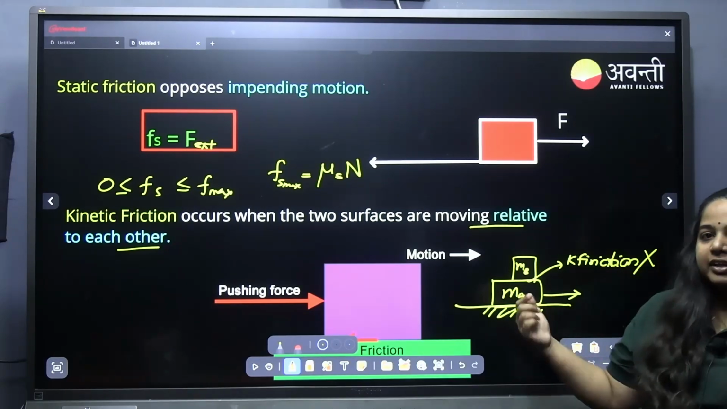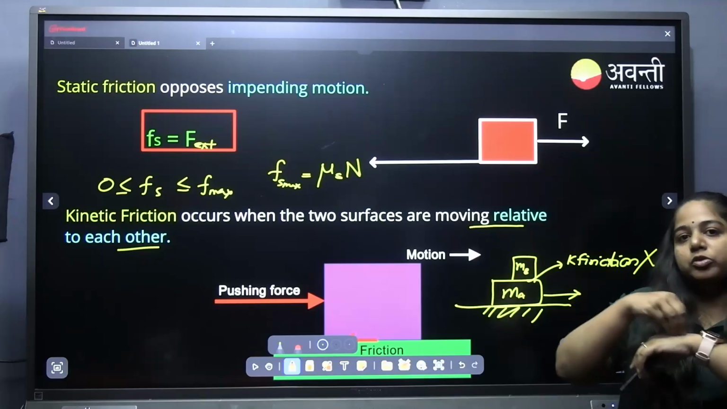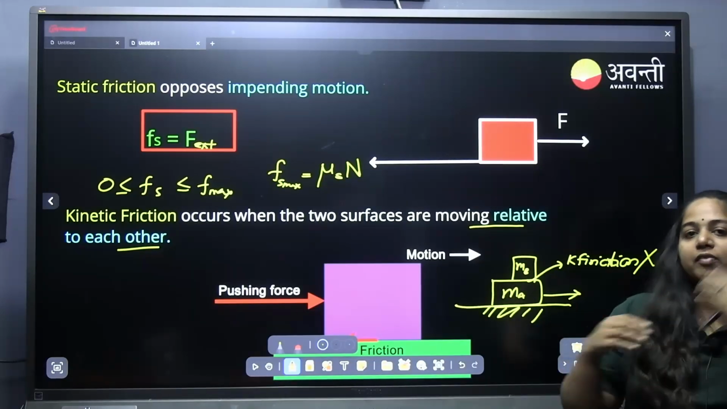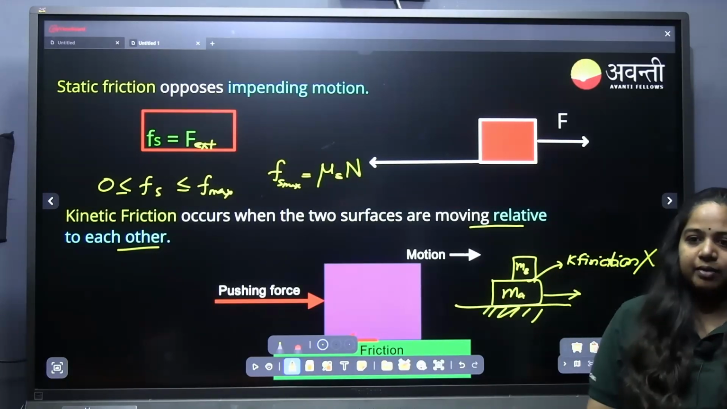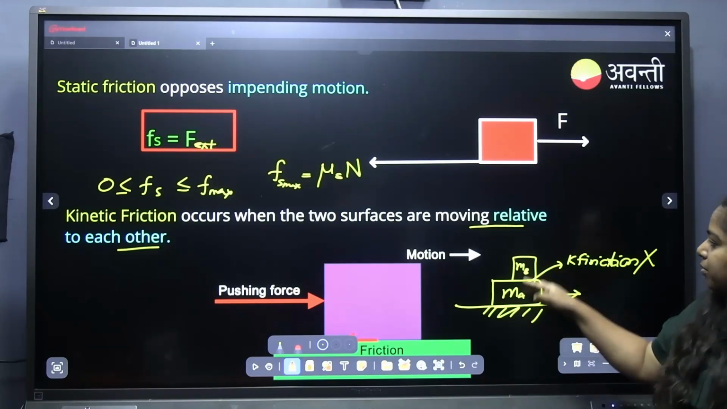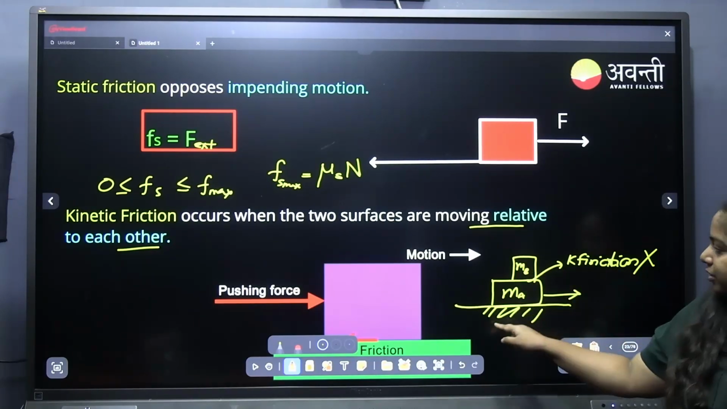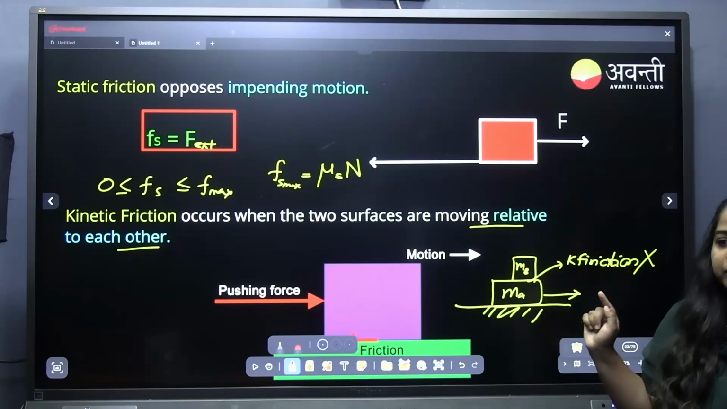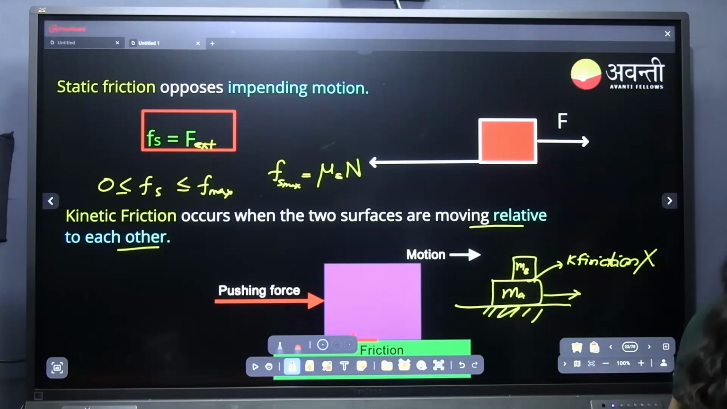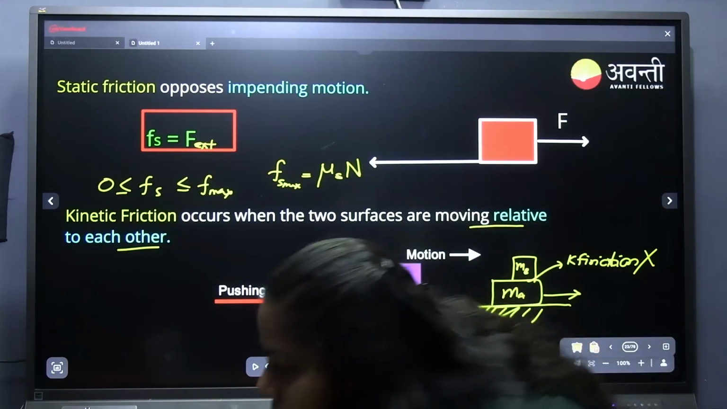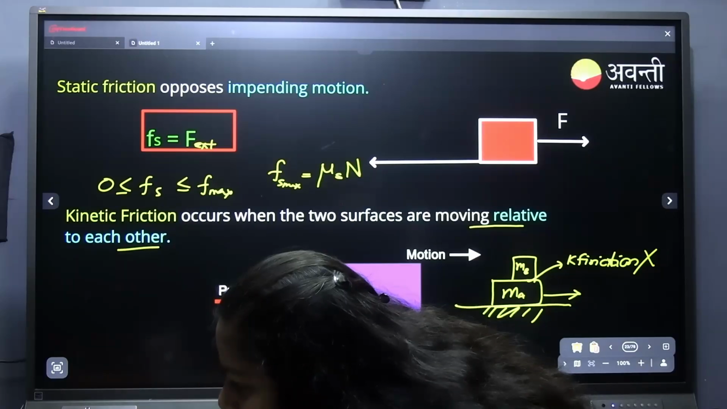What is the friction acting there? Between those two surfaces it is not moving, which means static friction is acting there. Kinetic friction will not act between B and A. Kinetic friction is there between the surface and A. Understood? Understood the difference?